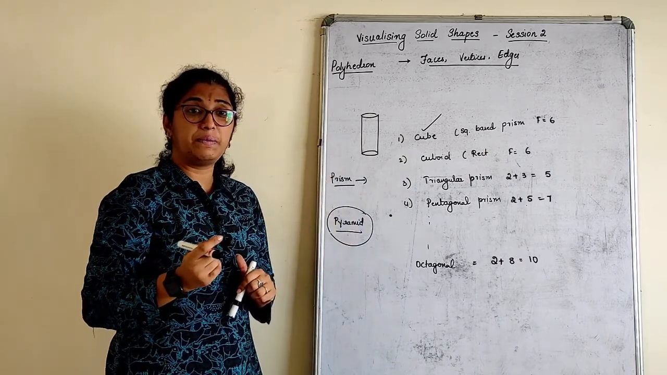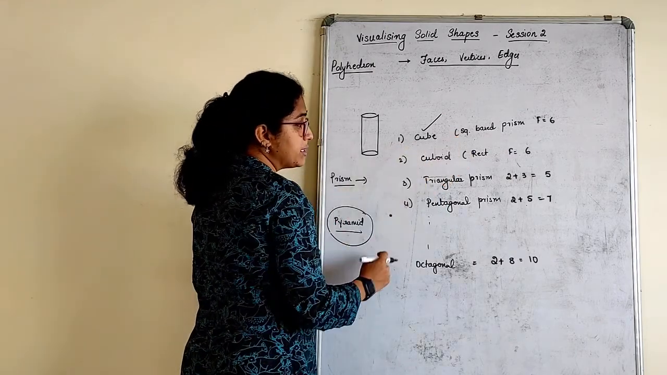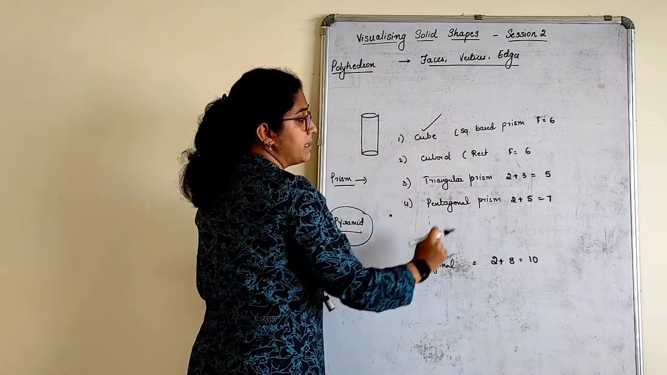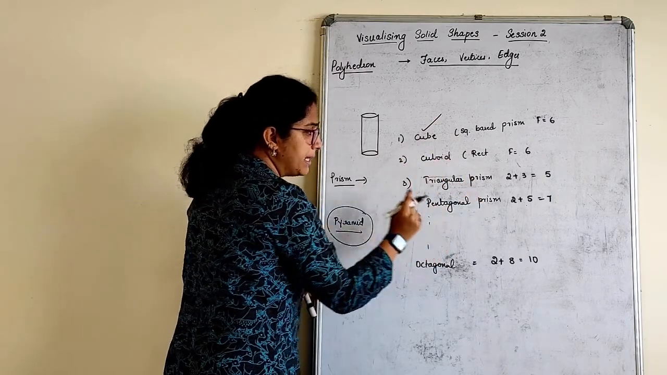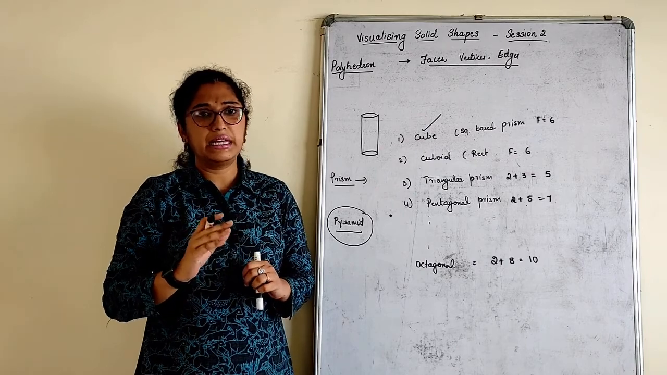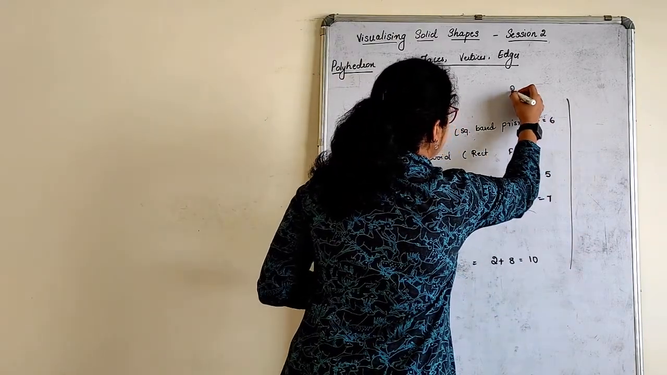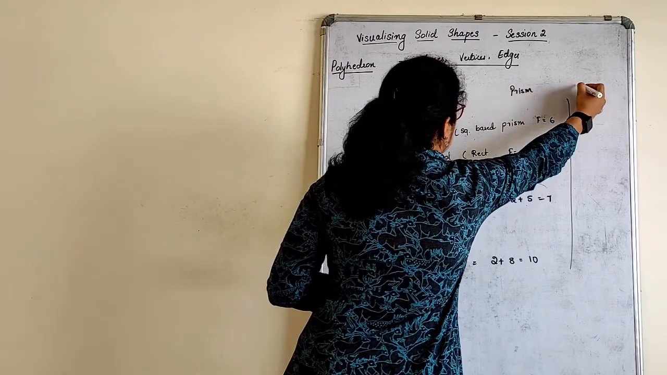How do we identify a pyramid? A pyramid is identified based on the base. Square-based pyramid, rectangular-based pyramid, triangular-based pyramid, pentagonal-based pyramid. Whatever is the base, that is the pyramid. How many faces will it have now? Let us just check. This was for a prism. This was for a pyramid.